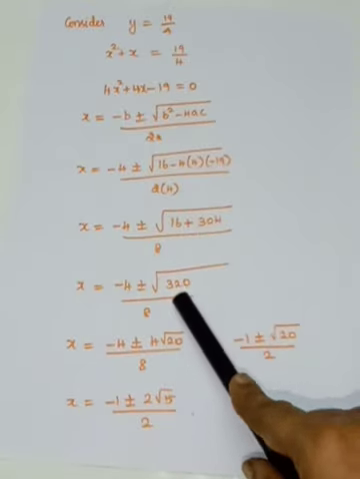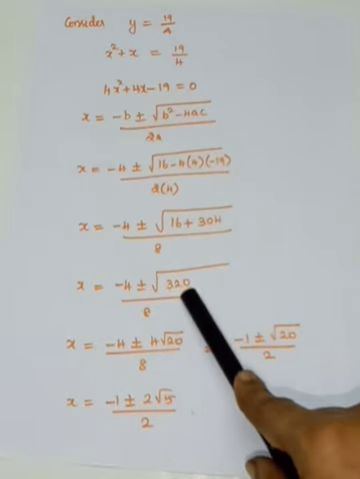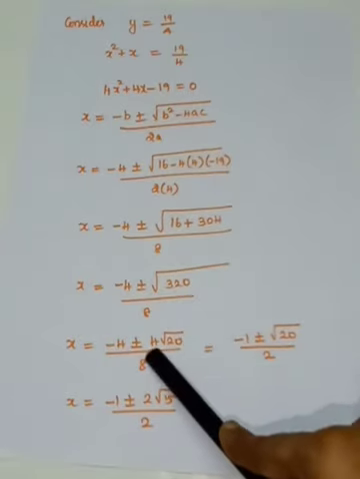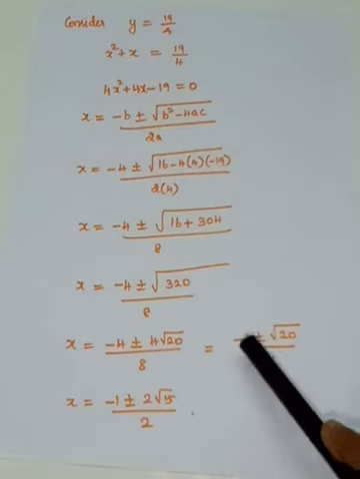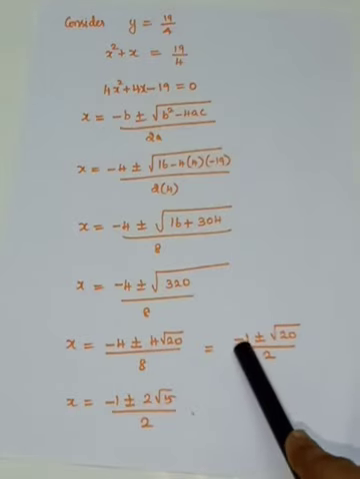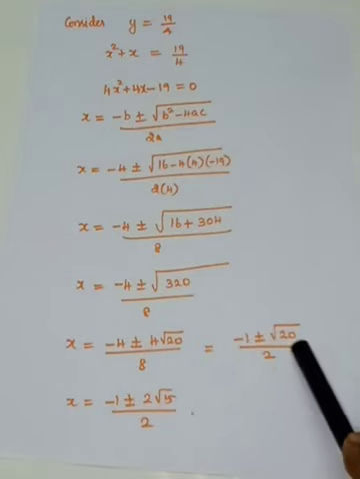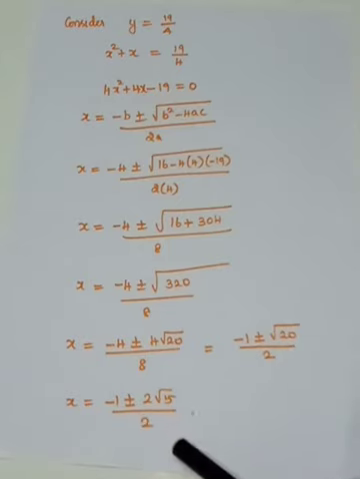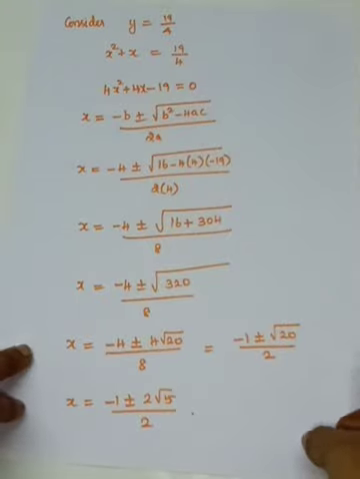So this can be written as 16 into 20. Square root of 16 is 4. Okay, so 4 is taken out and it is cancelled with 8. So the denominator is 2. So 4 is taken out means, and here minus 1 plus or minus root 20. Root 20 can be written as 4 into 5. Square root of 4 into 5. So square root of 4 is 2. So it is 2 root 5. So x is equal to minus 1 plus or minus 2 root 5 by 2.